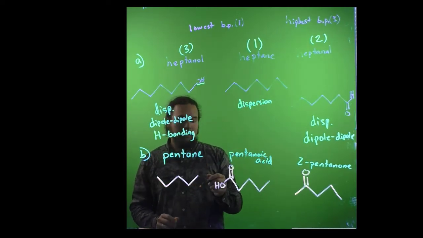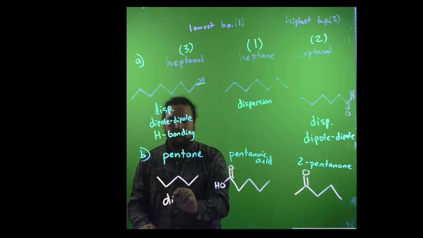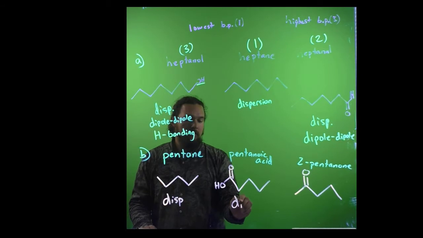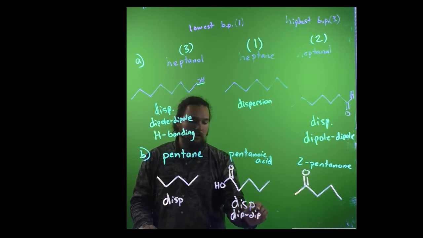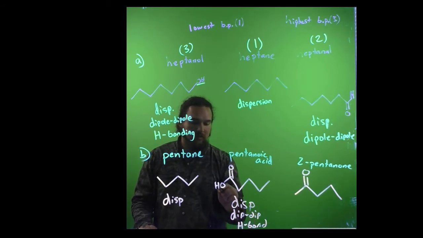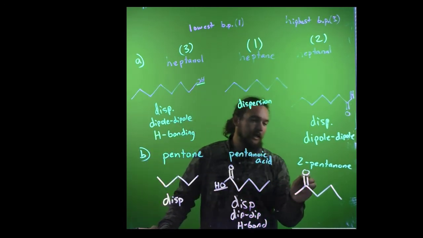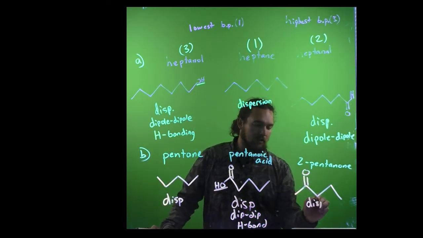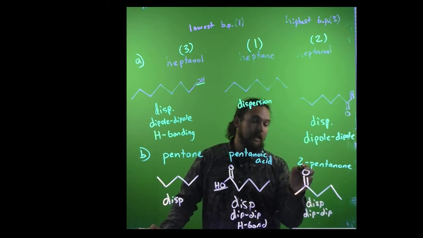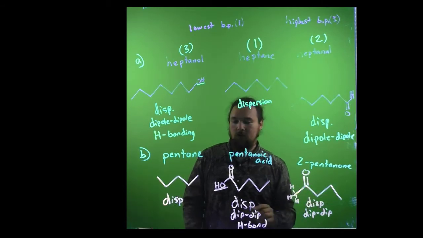So let's just go ahead and talk about the intermolecular forces present in each. Pentane only contains dispersion forces. This contains dispersion forces, dipole-dipole, as well as hydrogen bonding, due to the fact that we have this OH present right here. This one has dispersion, dipole-dipole, but it does not have hydrogen bonding, even though it has O and it has H's on all these carbons over here. None of the O's are directly bound to the H, so there's no hydrogen bonding.